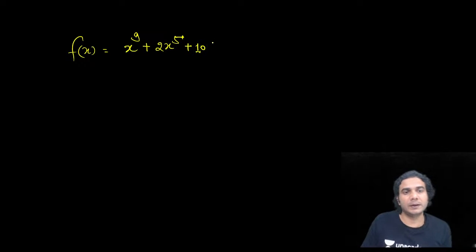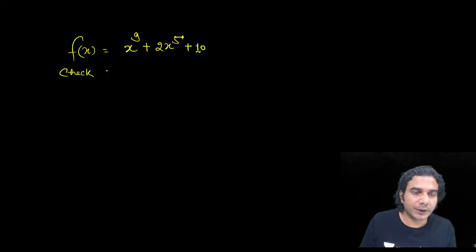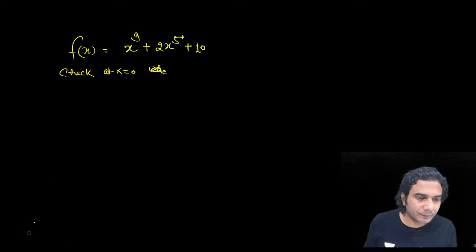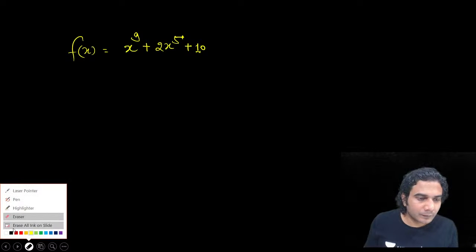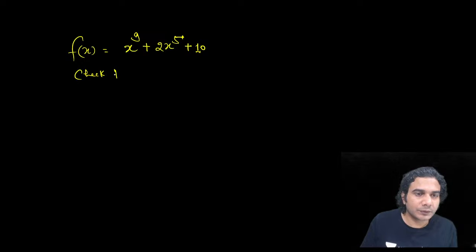Now one more example let me give you. f(x) = x^9 + 2x^5 + 10. Now check the extrema at x = 0. Simple.